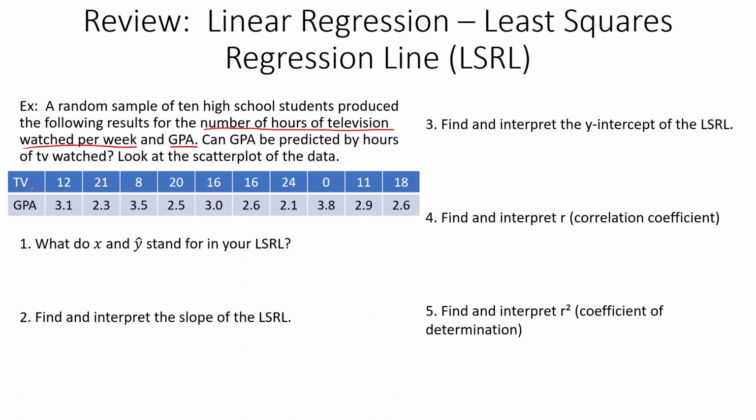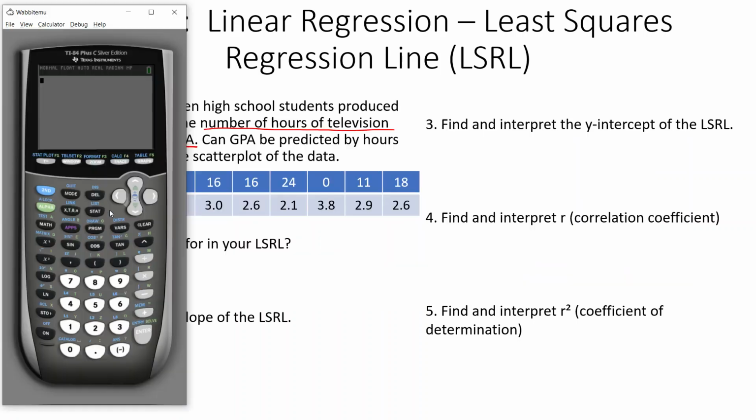All right, so here's our data. We've got TV watched and we got GPA. So we want to predict the GPA. So our TV watched is going to be our X. Our predicted GPA would be our Y hat here. So we'd put both of these into lists, say L1 and L2, and then we'd look at the scatter plot. So let's pull up our calculator. I've already done the work of putting them into lists. So stat, edit, and there they are, L1 and L2.